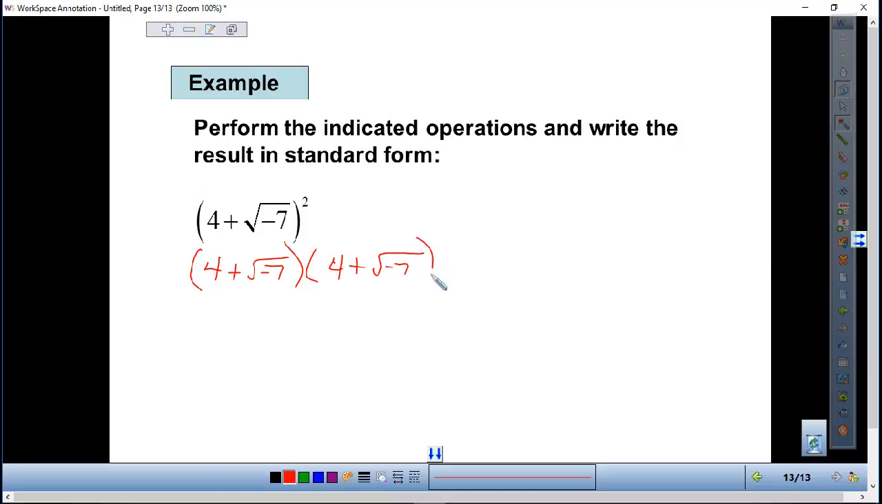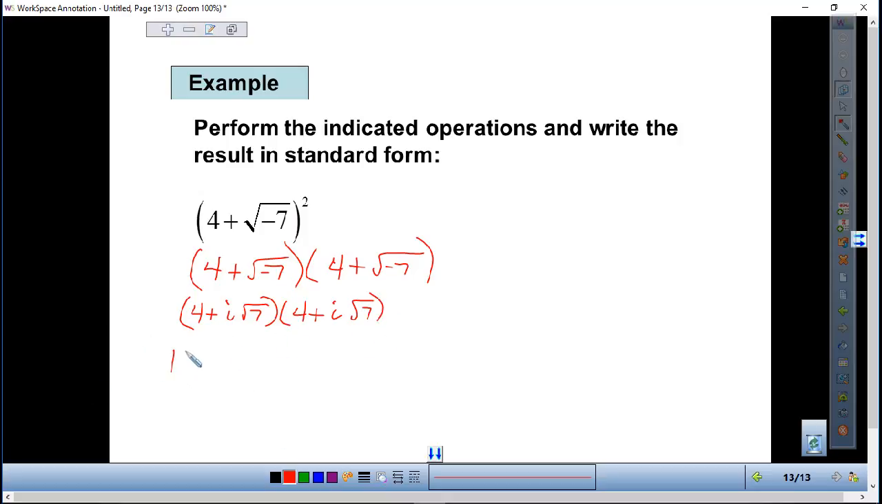Now also, before we do any multiplication, we need to deal with this negative that's in this radical. Remember, we're not going to be able to multiply square root of negative 7 times the square root of negative 7. We've got to pull that i out front. So let's go ahead and do that. We're going to have 4 plus i square roots of 7 times 4 plus i square roots of 7. Now we can do our FOILing.